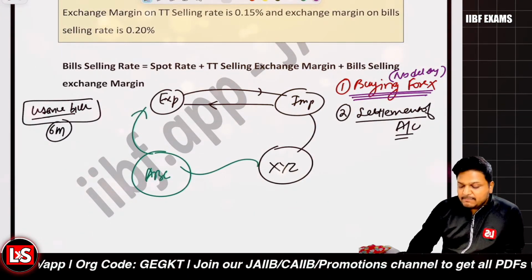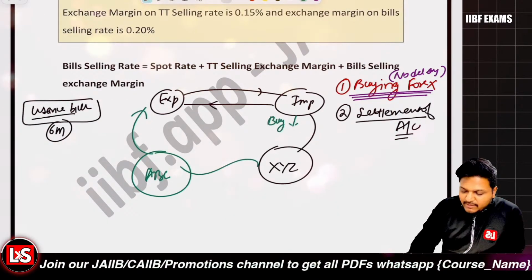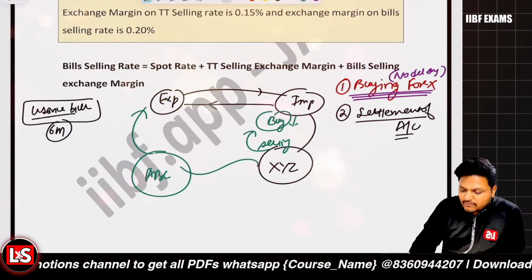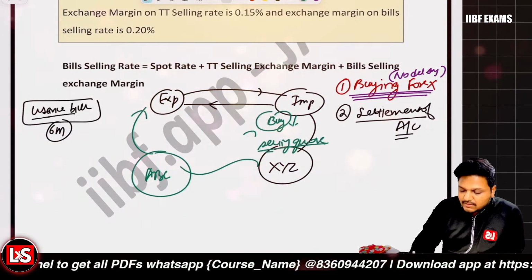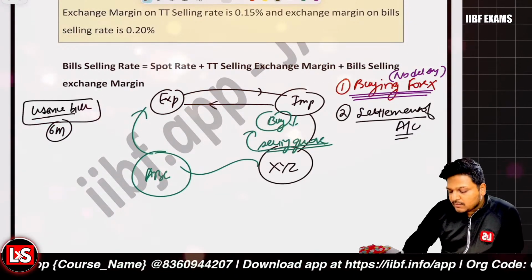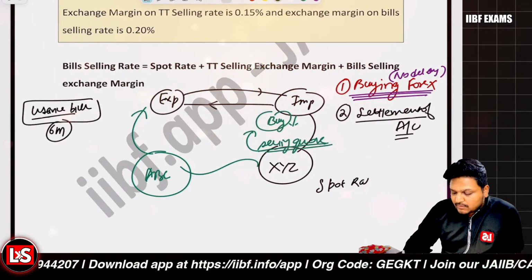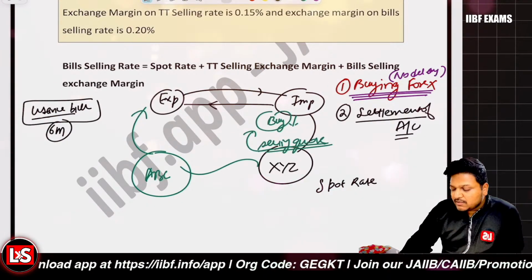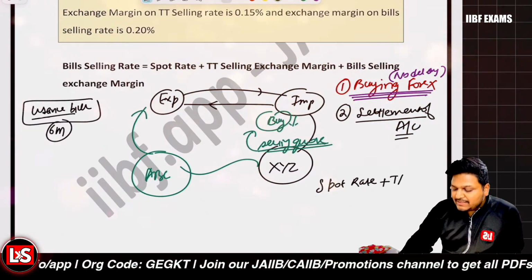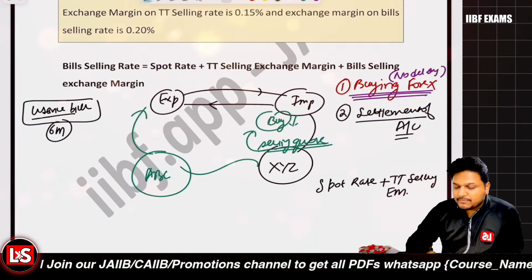Why? Because the importer wants to buy the forex, and the importer will be able to buy it at the rate at which the bank is ready to sell. So the selling cost will be given by the bank. So the rate would be the spot rate, and further, as it's the selling rate, the exchange margin will be added or subtracted. The TT selling exchange margin will be added up.